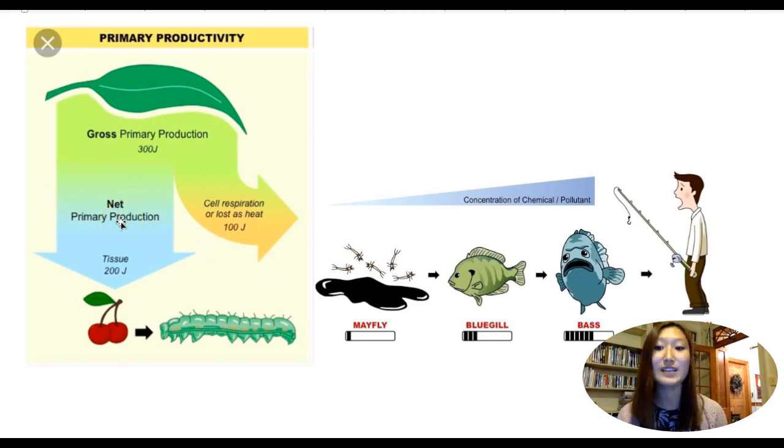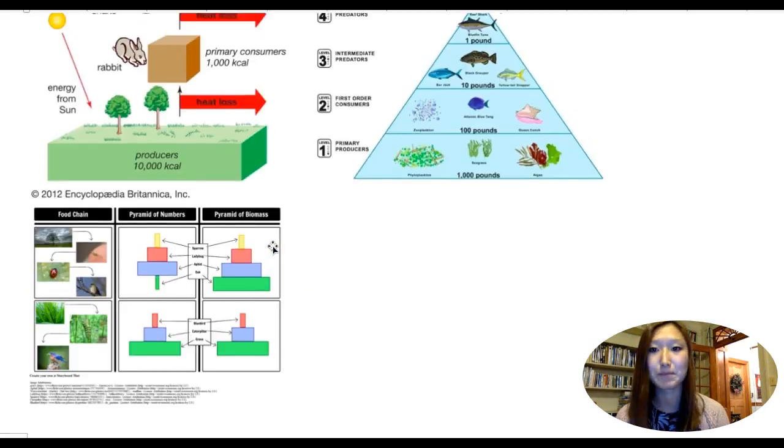So when you eat plants, you're actually eating the net primary production, because part of the plant's production has already been used by the plant itself. So you're not eating the gross primary production, you're eating the net primary production, and the cell respiration is lost. It's used by the plants.